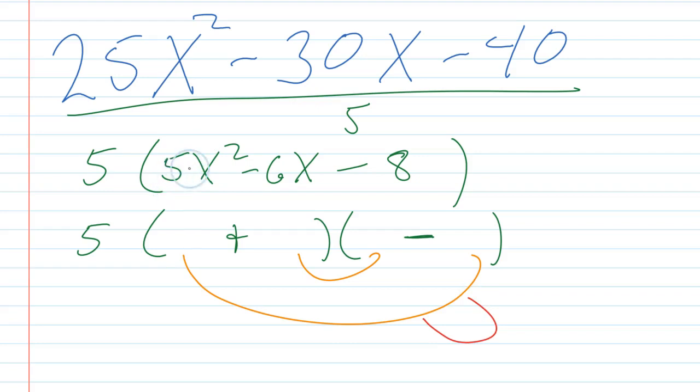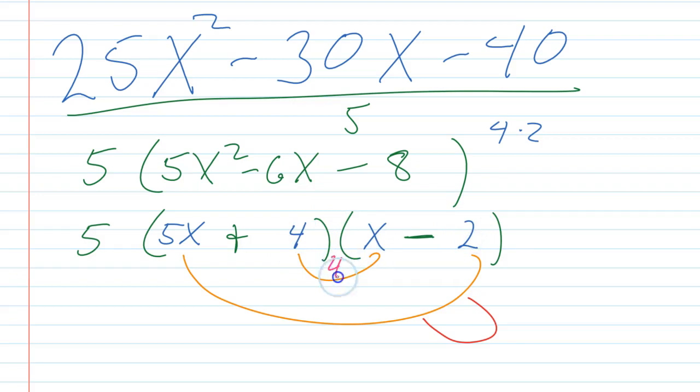The only factors of 5 are 5 and 1. The factors of 8, 1 times 8 and 4 times 2, always start with the middle term. Because 6 is a fairly small number, I don't want the 4 to multiply times the 5. That's going to be too big. So I'm going to multiply the 4 times the 1 right there, and the 2 will go times the 5.